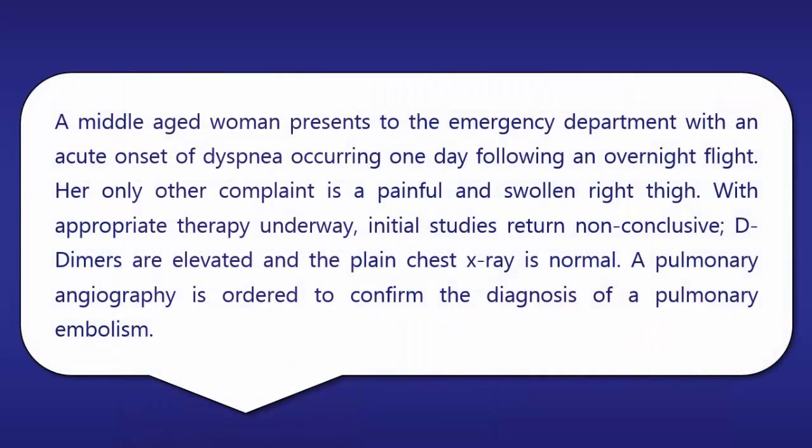A middle-aged woman presents to the emergency department with an acute onset of dyspnea occurring one day following an overnight flight. Her only other complaint is a painful and swollen right thigh. With appropriate therapy underway, initial studies return non-conclusive. D-dimers are elevated and the plain chest x-ray is normal. A pulmonary angiography is ordered to confirm the diagnosis of a pulmonary embolism.